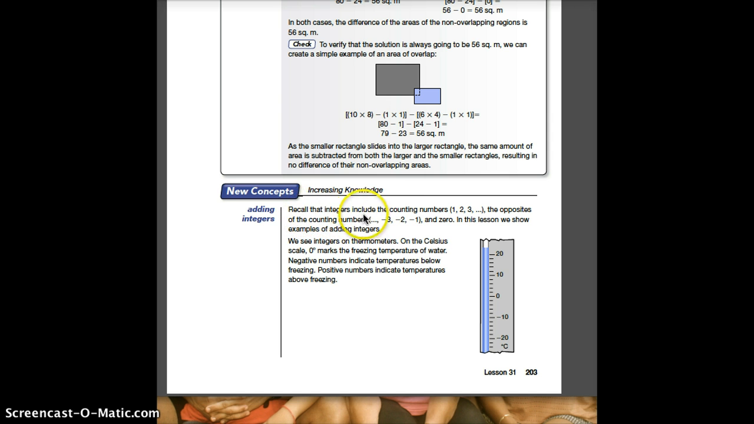It says, recall that integers include the counting numbers, which are 1, 2, 3, 4, 5, 6, 7, the opposites of those counting numbers, so using negatives, and 0. In this lesson we'll show examples of how to add these. We see integers on thermometers. On the Celsius scale, 0 degrees marks the freezing temperature of water. Negative numbers indicate temperatures below freezing. Positive numbers indicate temperatures above freezing.